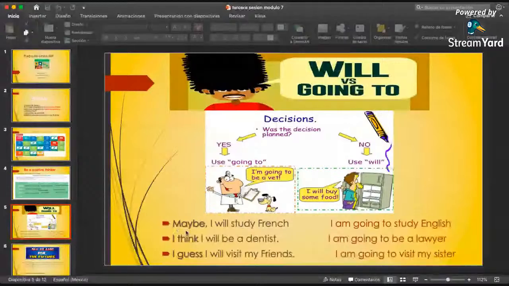So here I have some examples using will. You can use these words: maybe, I think, I guess. Maybe I will study French. I think I will be a dentist. I guess I will visit my friends. And with going to: I'm going to study English. I'm going to be a lawyer. I'm going to visit my sister.